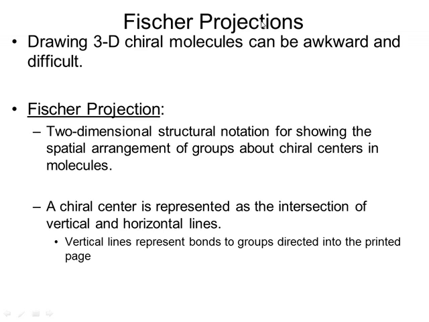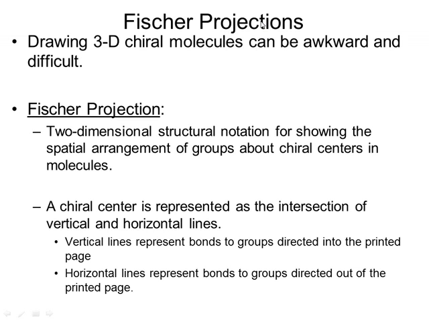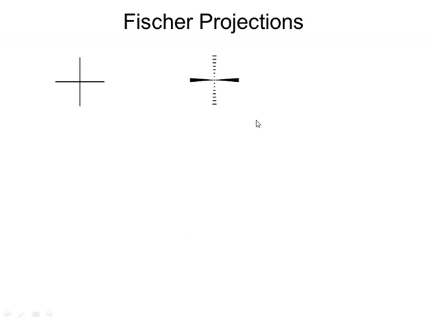The chiral center is shown as the intersection of a vertical and a horizontal line. So here is a Fischer projection, where the carbon is considered to be in the middle, and we have four different things on the outside. Now, to give you a better picture, here's what's really being shown. Remember, the two things on the left and right are being projected out at you, and the two things up and down, the dashed line, are going away from you.